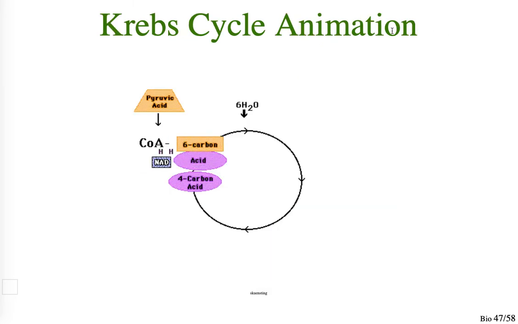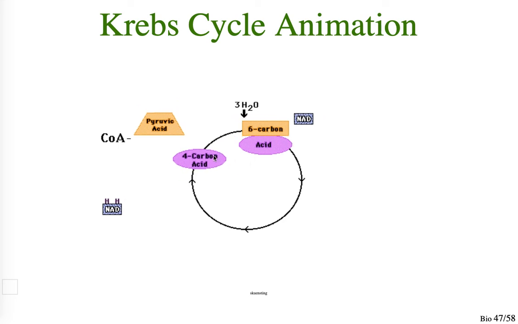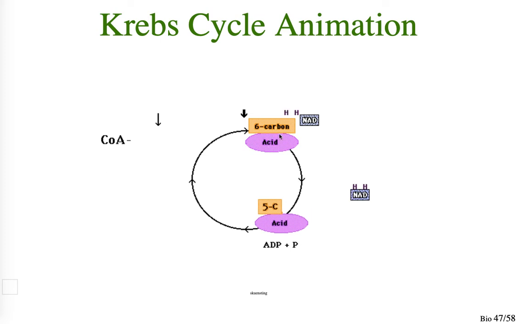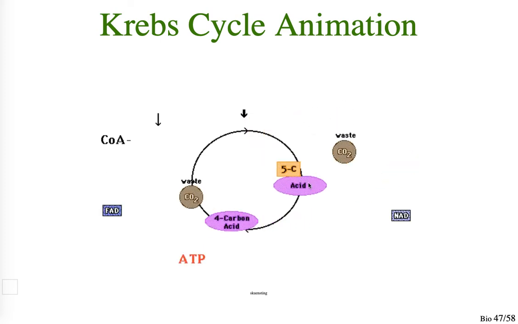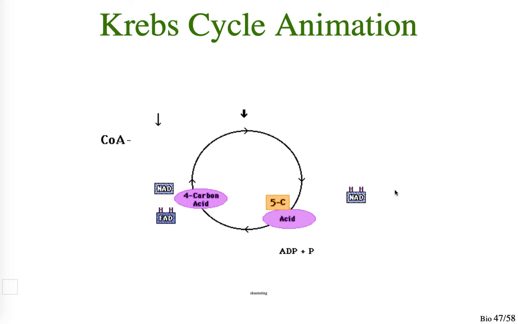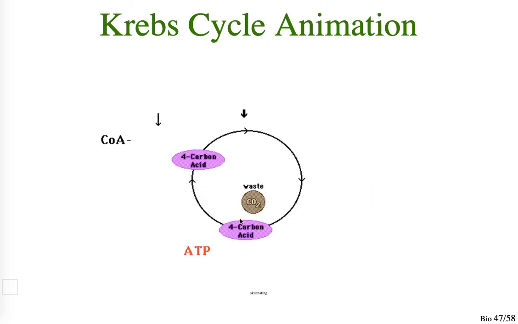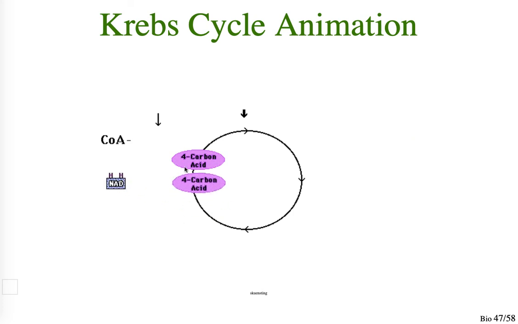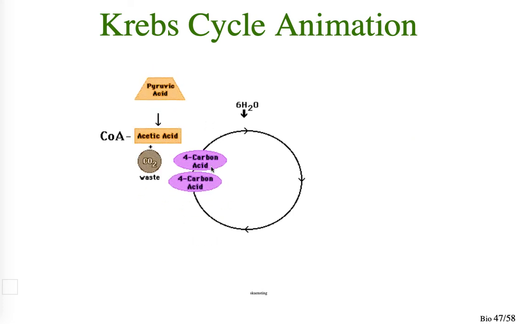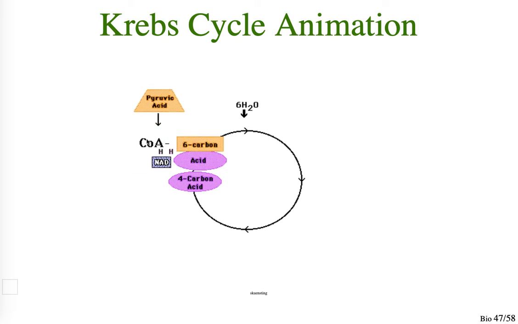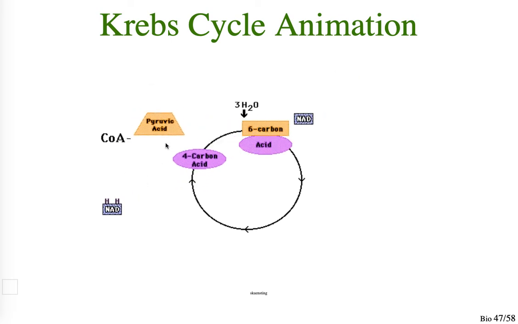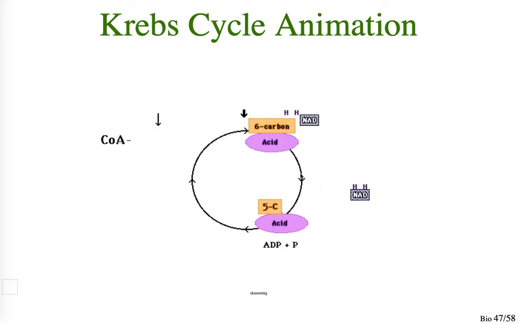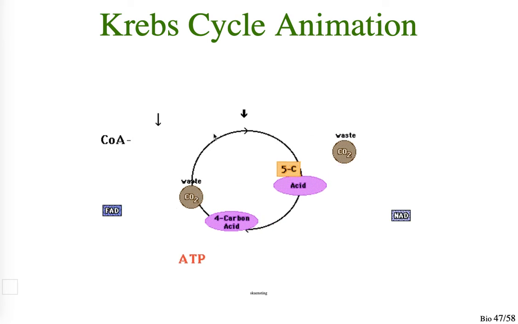But first, this is a basic animation of the Krebs cycle. It starts on the left here. So you see this? This is a 6-carbon acid. Some hydrogens get thrown off. Then it becomes a 5-carbon acid. And some more hydrogens get thrown off. Then it becomes a 4-carbon acid. And some hydrogens get thrown off. And then it's recycled. It's basically being recycled back to its original acid. Here's the acetic acid coming in. Acetic acid, a 2-carbon acid, plus a 4-carbon acid makes a 6-carbon acid, which then becomes a 5-carbon acid, and then a 4-carbon acid, and it's recycled.